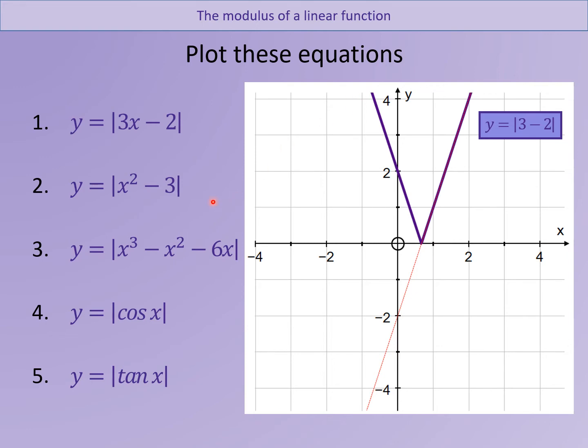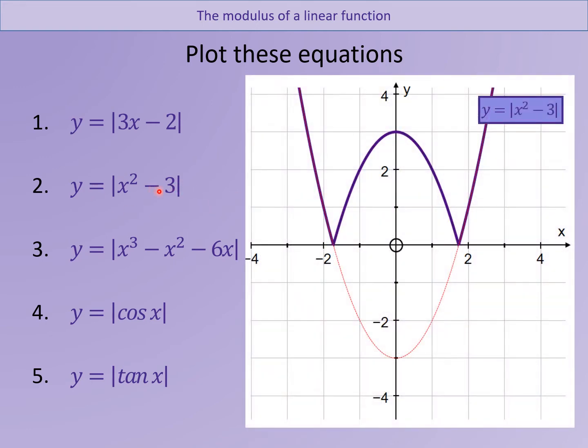Okay. What about x squared minus 3? So there's x squared minus 3. Notice that x squared minus 3 went down here to minus 3 and went back up. That's what the graph looks like. So what does the modulus do? Anything positive stays the same. So those two sections stayed the same. But this section that got negative answers, that got reflected up. And so you end up with this sort of W symbol like that.